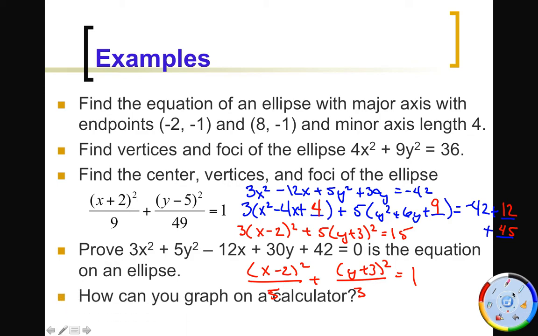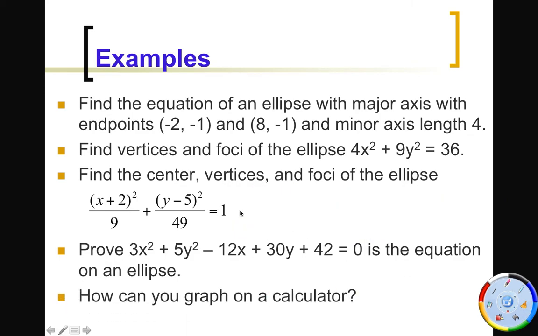Okay, if you wanted to graph on a calculator, you actually have to solve for y, which is not very fun. But I would suggest Desmos, because you can actually type this into Desmos. Make sure you actually do put equals to 1. And you can actually see some things on that ellipse. I don't remember exactly how much they actually show you, but Desmos is pretty handy when you're trying to graph ellipses on a calculator.